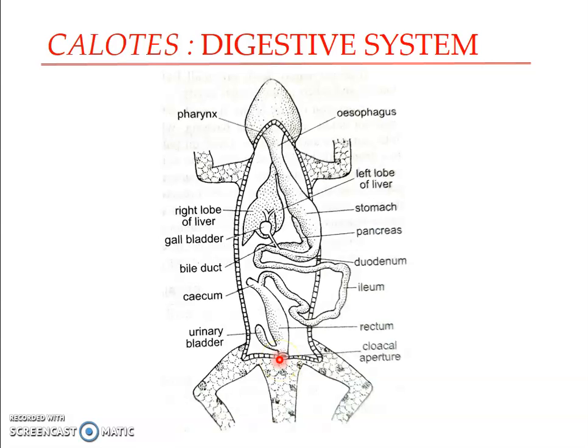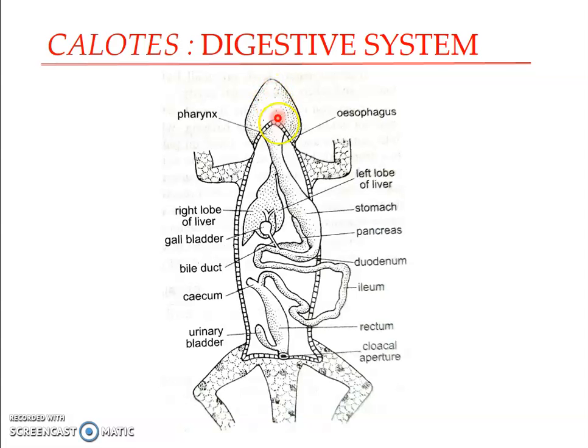The colon is absent. Here, the cloaca is linearly subdivided into coprodium, urodium, and proctodium. The proctodium opens externally through a sphinctered cloacal aperture. So the whole cloaca is divided into three portions: the coprodium, the urodium, which receives the urinary bladder, and the proctodium, which opens out through the cloacal aperture. So this is the structure of the cloaca.